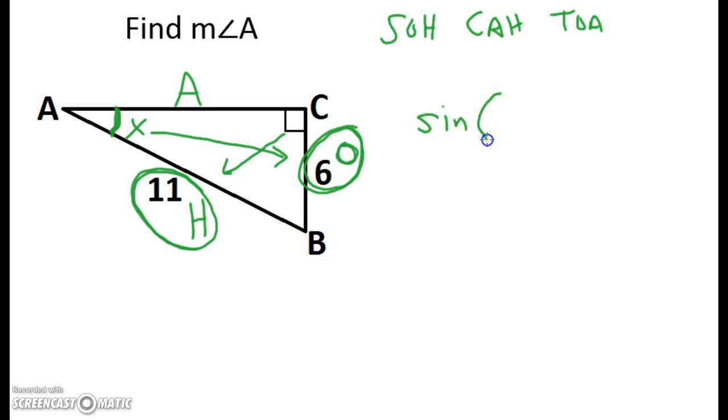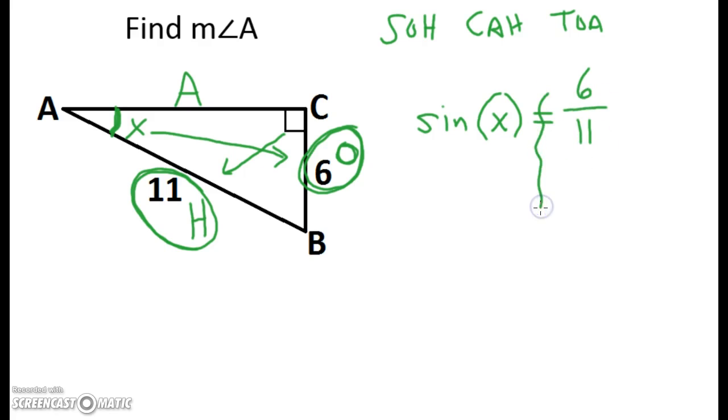The sine of my angle. Well, my angle is what I'm solving for, so that's going to be X is equal to, and sine is O over H. So for us, that's going to be 6 over 11.